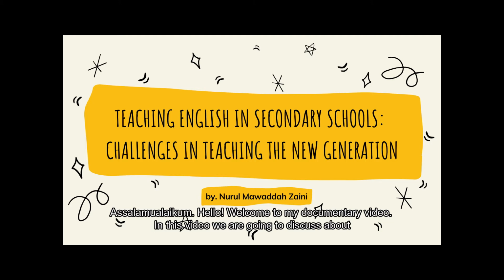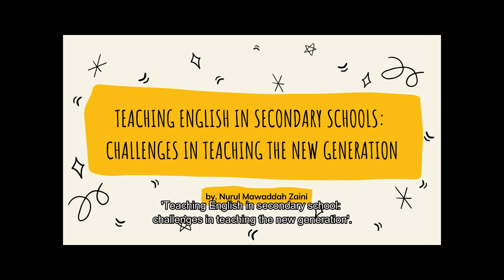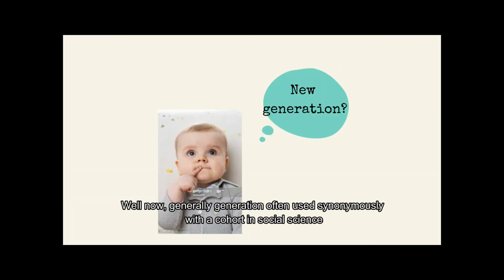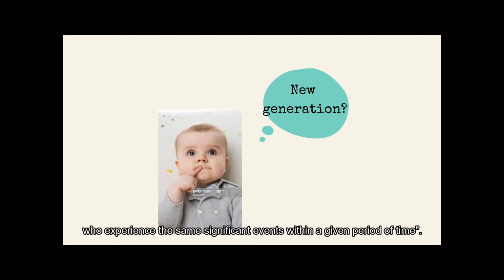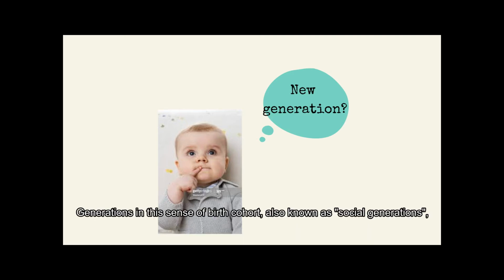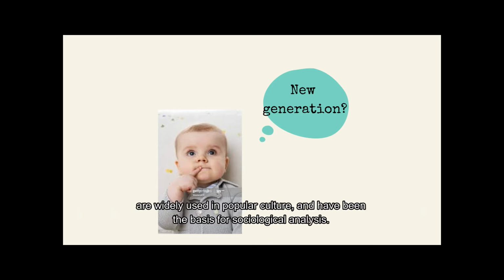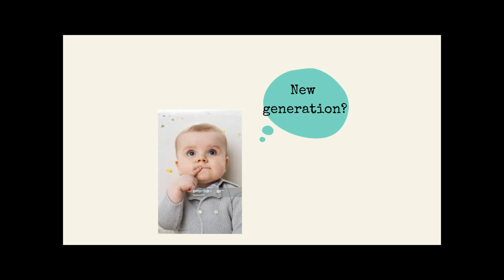In this video, we are going to discuss teaching English in secondary school, challenges in teaching the new generations. Well now, generation is often used synonymously with cohort in social science. Under this formulation, it means people within a delineated population who experience the same significant events within a given period of time. Generations in this sense of birth cohort, also known as social generation, are widely used in popular culture and have been the basis for sociological analysis.